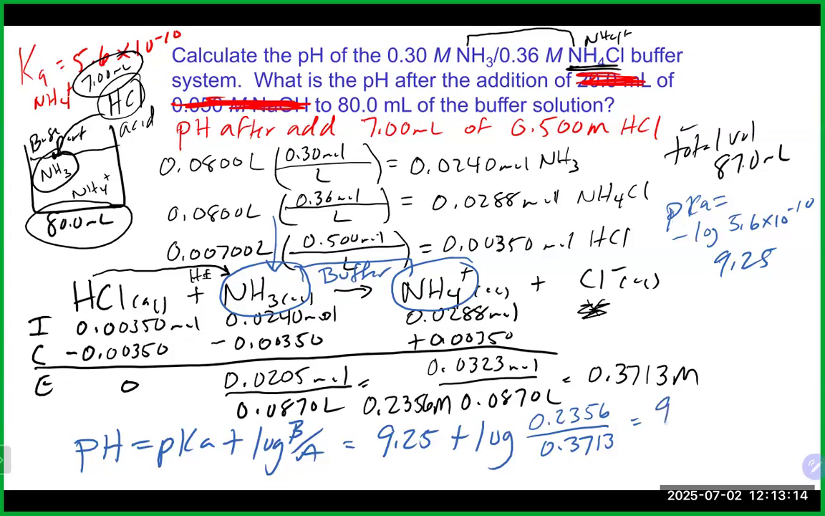Maybe like a 9.05. Not bad. I think our original buffer started at like 9.17. So again, it went down, which is what we should expect to happen here as we added acid to it. And again, that's a way you could kind of check yourself as well to make sure hopefully you didn't mess up on the calculation. Any questions on buffers or how to calculate pH?